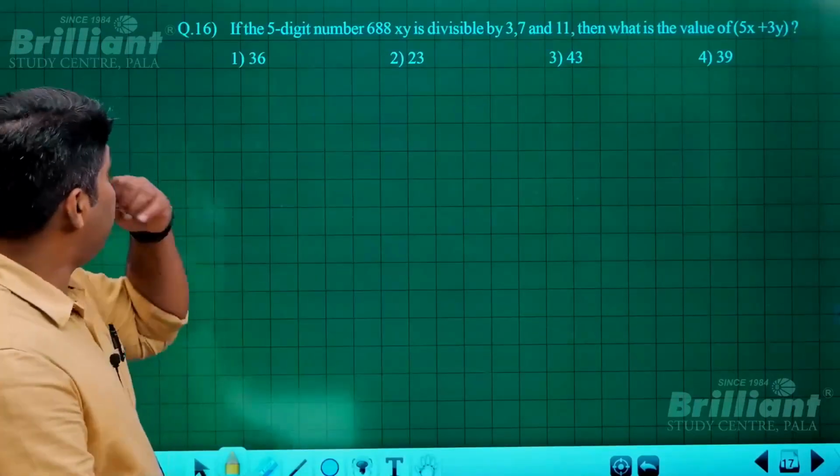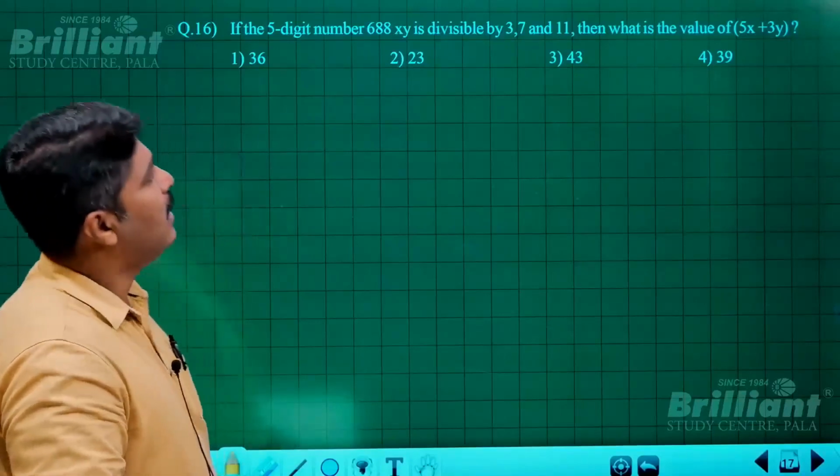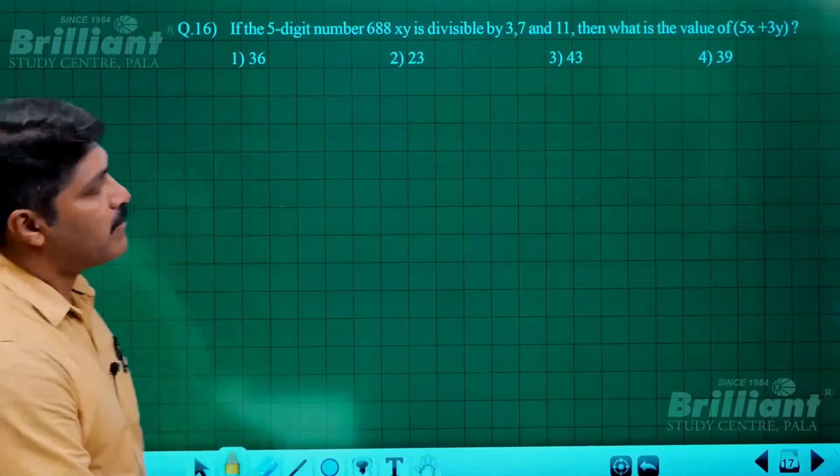So next question: if the 5-digit number 688xy is divisible by 3, 7 and 11, then what is the value of 5x plus 3y?